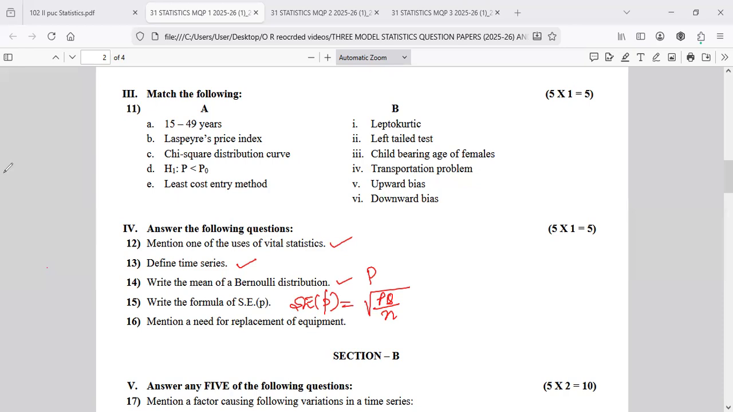So guys, this is the first question paper for section A. So completed. So we'll move on to model 2. So model 2, 20 mark package.